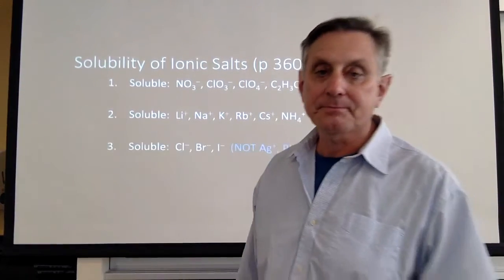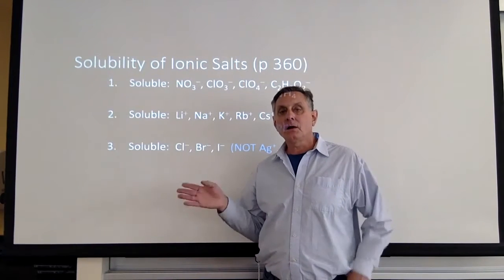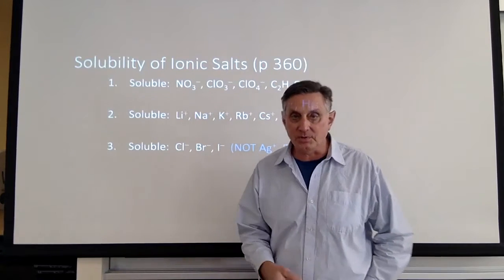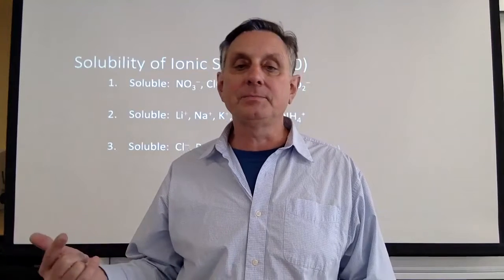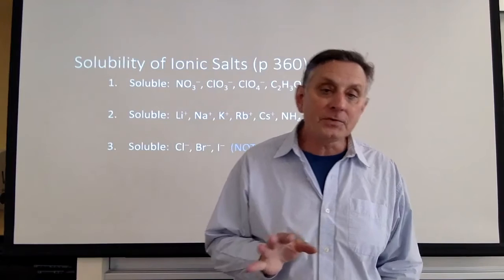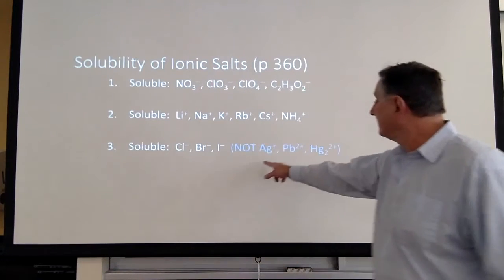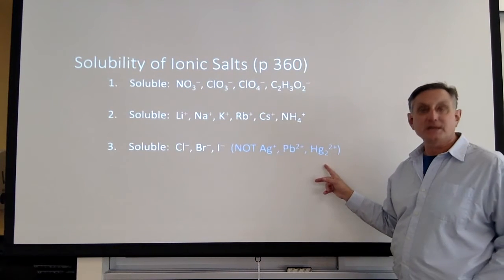Number 3, these 3 halides are always soluble. Their compounds are always soluble. Their salts are always soluble. So if you've got magnesium chloride, magnesium bromide, magnesium iodide, they're all soluble. But now for the first time, we run into some exceptions. For silver, lead, and mercury 1, those salts are not soluble.